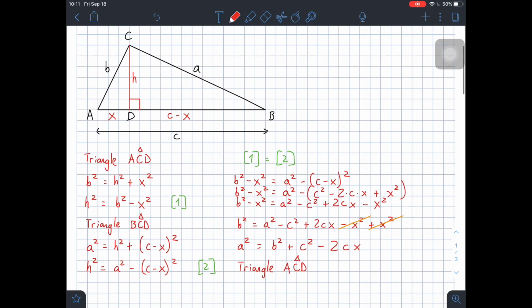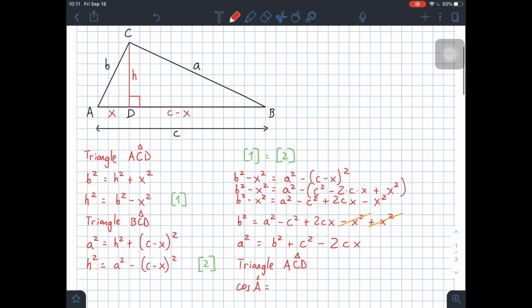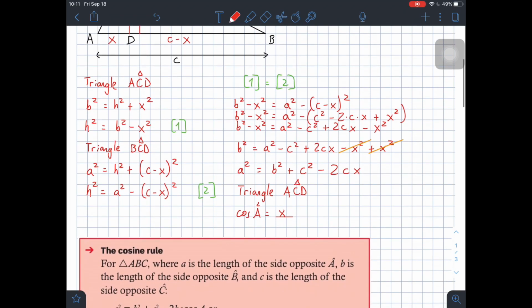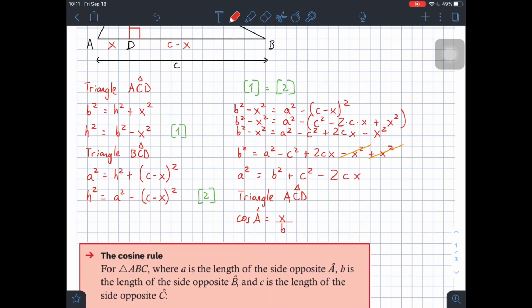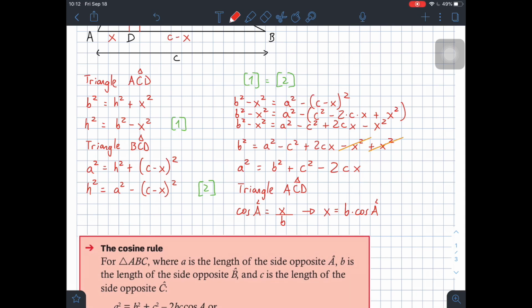So if we look again at triangle ACD, if we find the cosine of angle A, cosine of angle A is adjacent over hypotenuse, right? So there I'm going to find a relationship here. Cosine of angle A is equal to adjacent, which is x, divided by the hypotenuse, which is b. If I solve for x, we're going to get that x is equal to b times cosine of angle A. So if I go back to the expression we had here and replace this equivalent value for x, then I'm going to get the cosine rule, right?